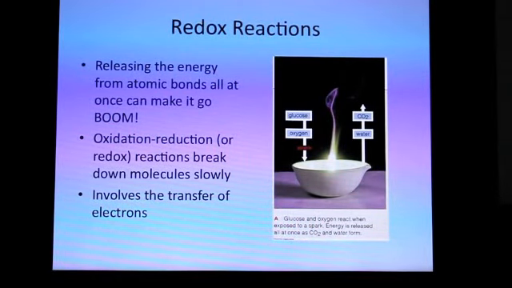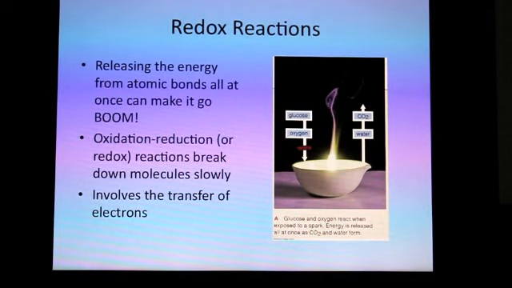Redox reactions. Have you ever tried to set sugar on fire? It works really well if you put the sugar in a chamber that's just filled with oxygen. Not regular, just pure oxygen. When you put a little spark in there, it goes boom, and it explodes, and there's fire, and it's very exciting. The glucose and the oxygen get made straight into carbon dioxide and water, and all the energy goes out fast. So releasing the energy from atomic bonds all at once makes it go boom.